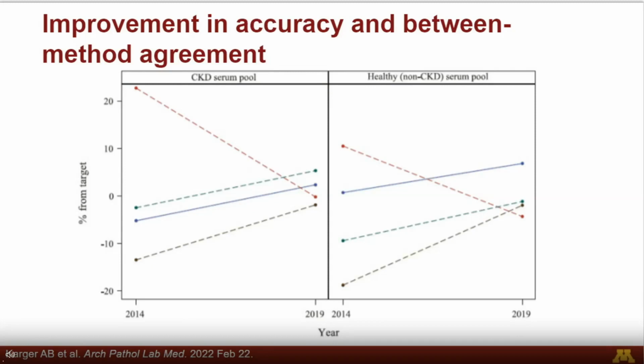As you can see in the left panel for the CKD serum pool, in 2014, the four primary Cystatin C methods had quite a bit of variability between methods, and the accuracy was mixed, with some methods within 5% of the target value and others more than 20% off from the target. There was a significant improvement in accuracy and between-method agreement in 2019, as shown on the right side of this first panel, with no method off by more than 10% from the target in 2019, and all methods in closer agreement with one another. The same patterns are seen with the healthy non-CKD serum pool shown in the right-sided panel, with an overall improvement in between-method agreement and accuracy from 2014 to 2019.